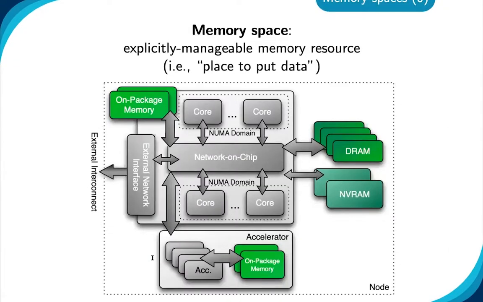Okay. So memory spaces. The other thing is we had the execution spaces, right? We also have memory spaces, and essentially memory spaces are some kind of explicitly manageable memory resource. It's a place to put data. And again, as with execution spaces, Kokkos doesn't just have device and host memory. It in principle can have an arbitrary number of memory spaces.